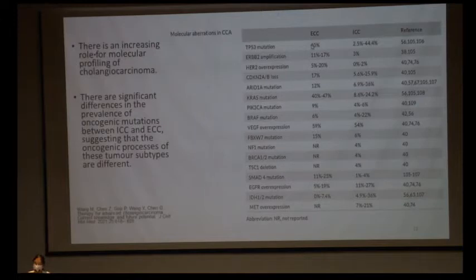So this is an updated table which was published this year. In extrahepatic, as we can see, TP53 is the most prevalent, 40%. Then we have HER2 overexpression, CDKN2AB loss, KRAS mutation, VEGF overexpression, then SMAD4, EGFR and IDH1/2 mutation. In intrahepatic, CDKN2AB loss, TP53 again, which is very variable from 2.5 to 44.4%, and EGFR, and the one of importance right now is IDH1/2. This is more common in intrahepatic, 4.9 to 36%.